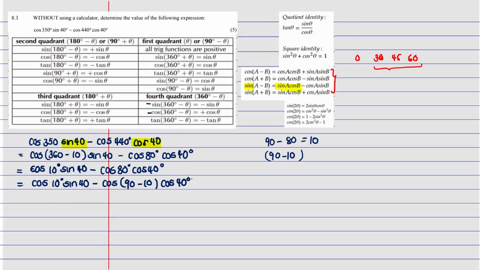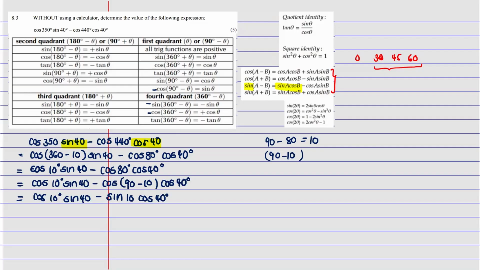Now let's reduce this. 90 minus is in the first quadrant, so this is going to be positive. So this is equal to cos 10 degrees sine 40, then this is going to be a positive sign, so it's going to be minus sine 10 degrees, and this is going to be cos 40 degrees.